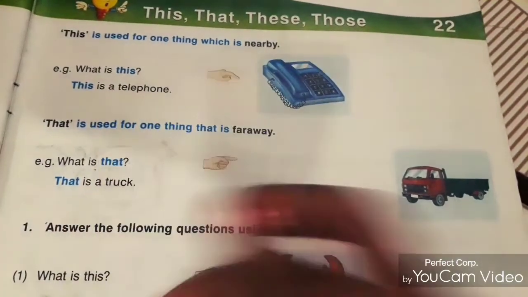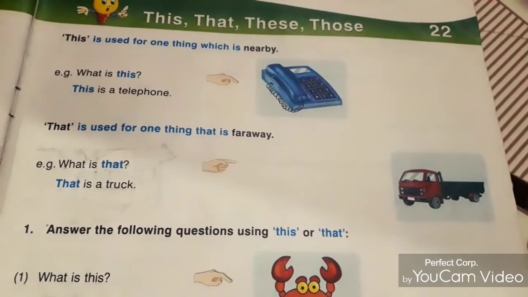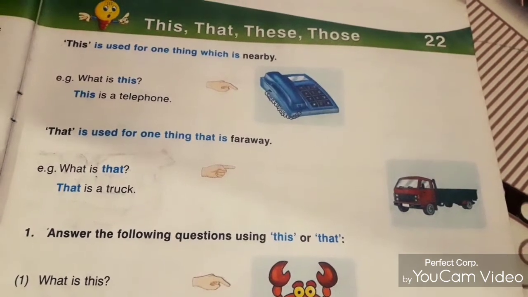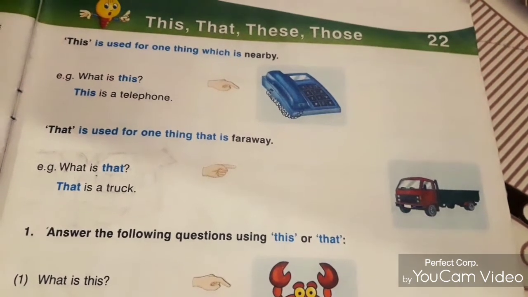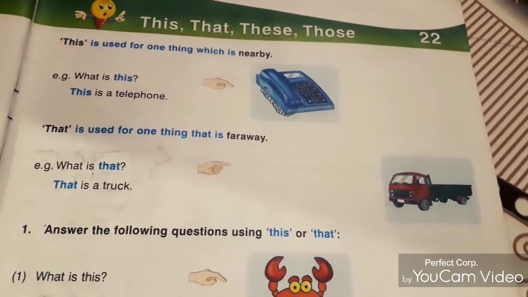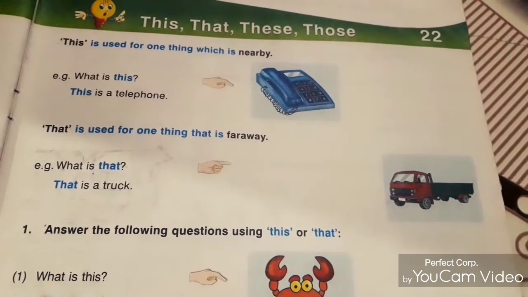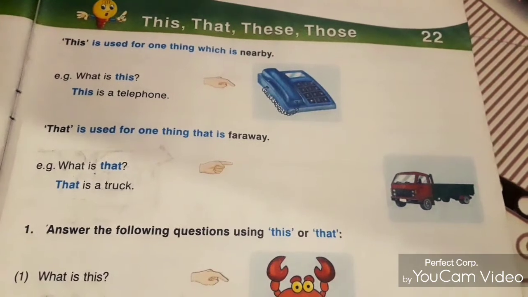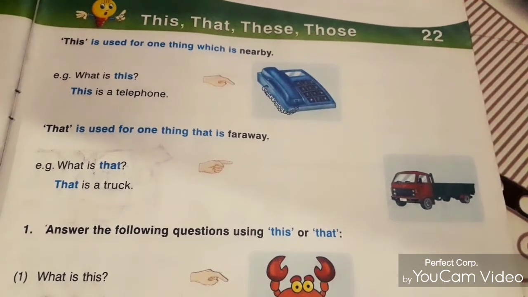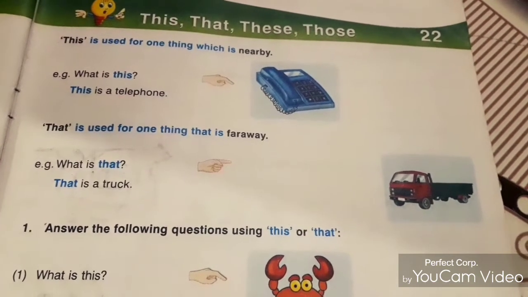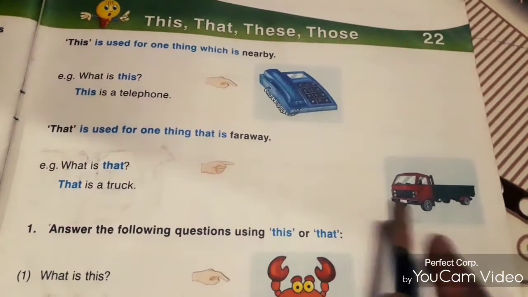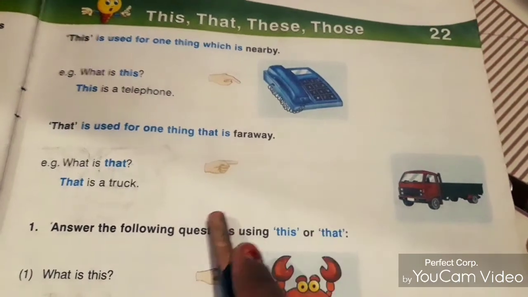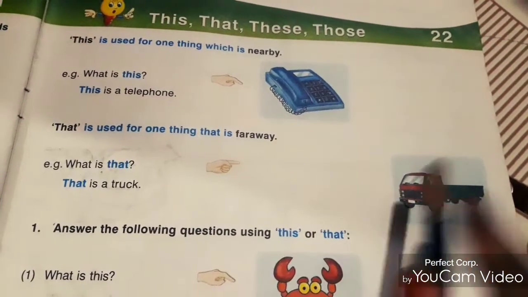This we use for singular things which is nearby, means पास में है. That we use for singular things that is far away. दूर की चीज़ों और सिंगुलर थिंग्स के लिए हम always use that. Okay, so truck is far away from the hand. That's why in the case of truck we use that is a truck.